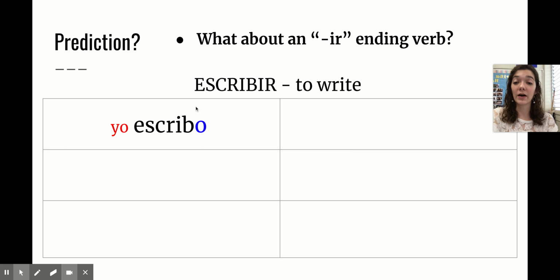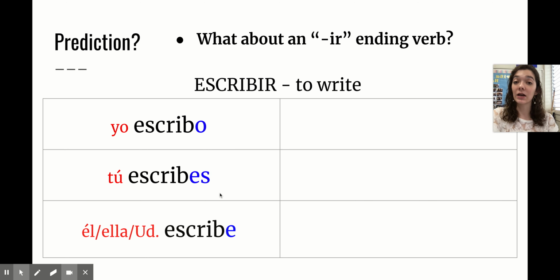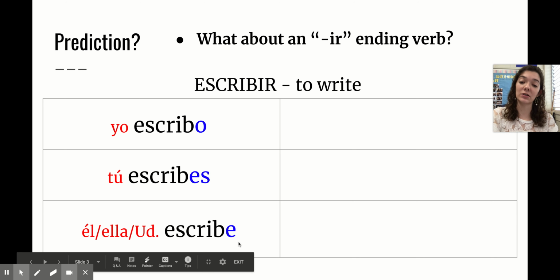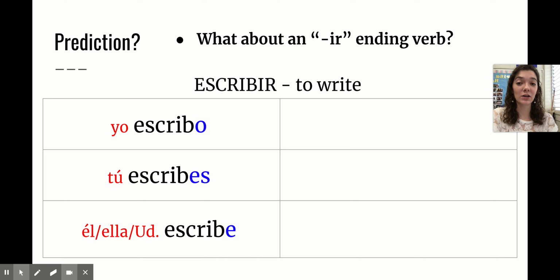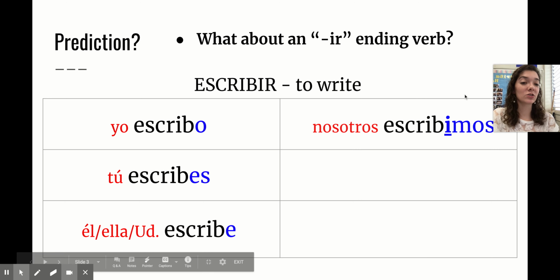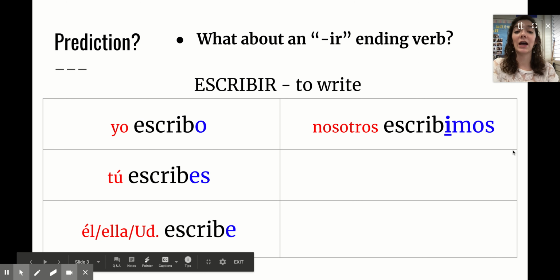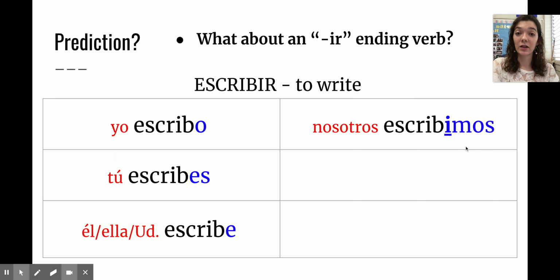So in the yo form, very similar. We're going to drop the IR and we're going to replace it with an O. Escribo, I write. In the tú form, tú escribes, you write, you informal. Él, ella, usted, escribe, escribe with an E at the end. Oh, wow, looking very close to our ER endings right now, isn't it? Nosotros, I'm in the way again, escribimos, escribimos. Think about why I underlined that I.